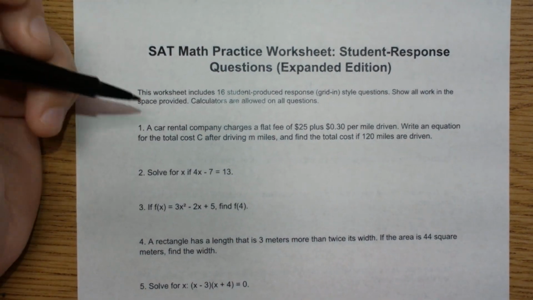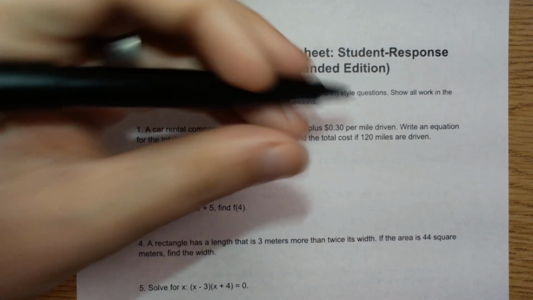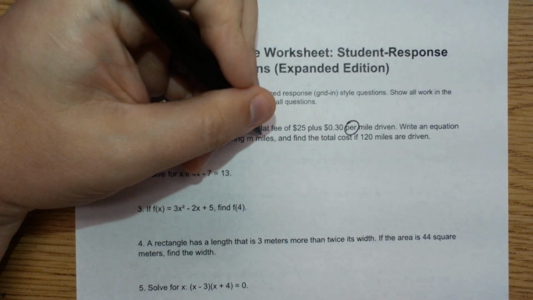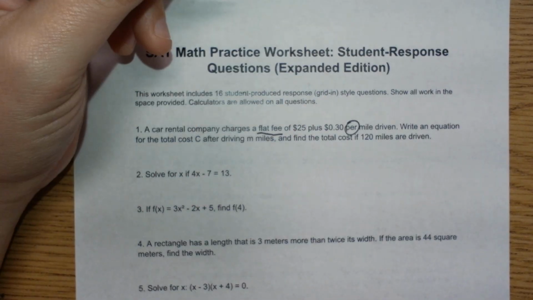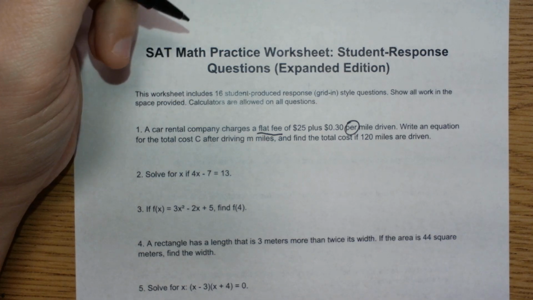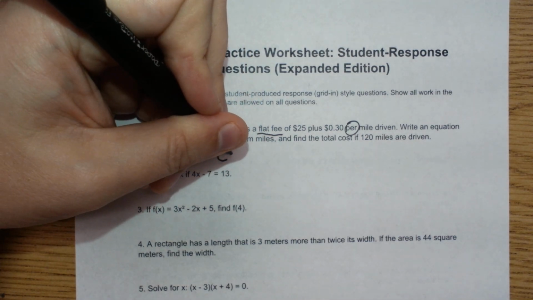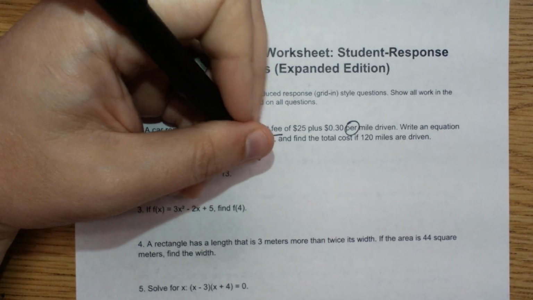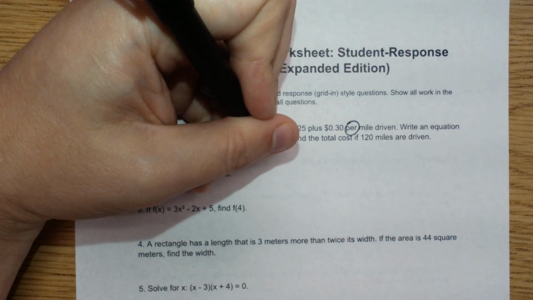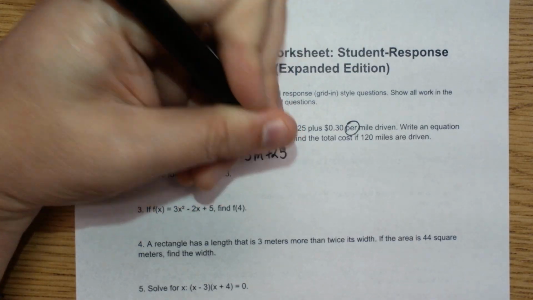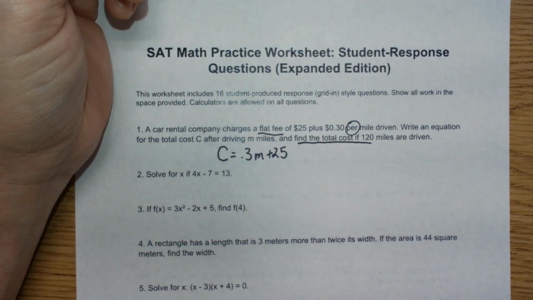Looking at these, you've got a car rental company that charges a flat fee of $25 plus $30 per mile driven. So flat fee is going to lead us to the y-intercept, and per mile would be our slope. So that's a linear equation. Write the equation for the total cost after driving m miles. C is going to be 0.3 for the 30 cents times the number of miles plus the $25 flat fee. And it wants us to find the total cost if 120 miles are driven.